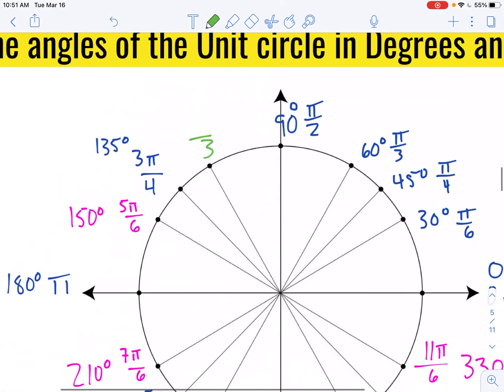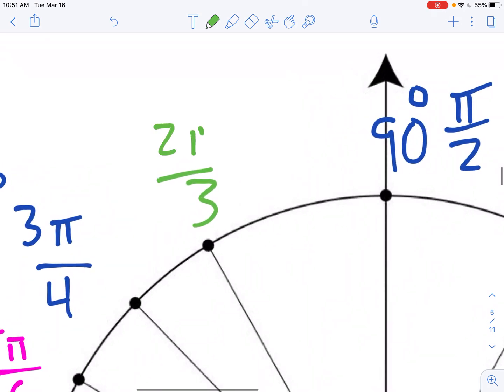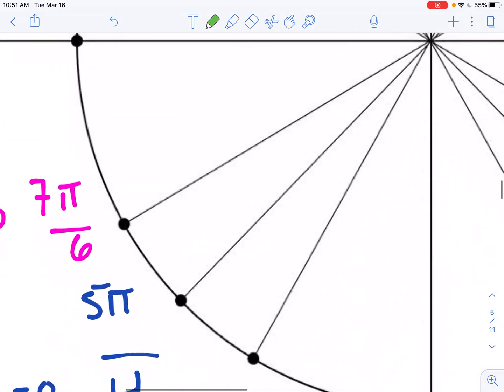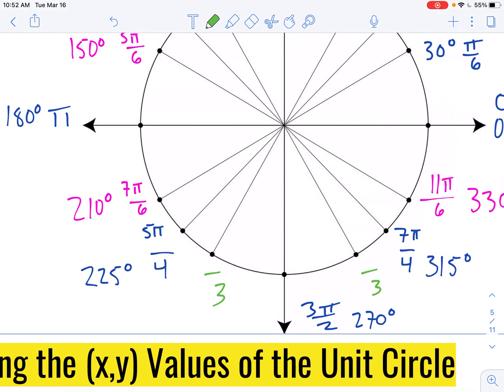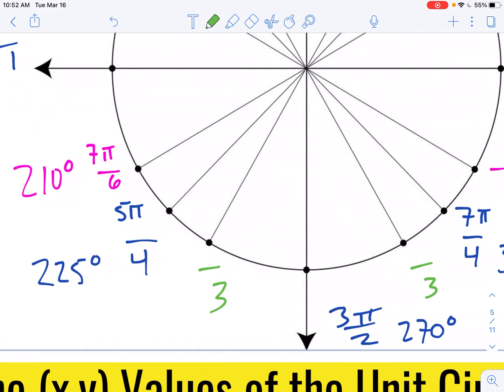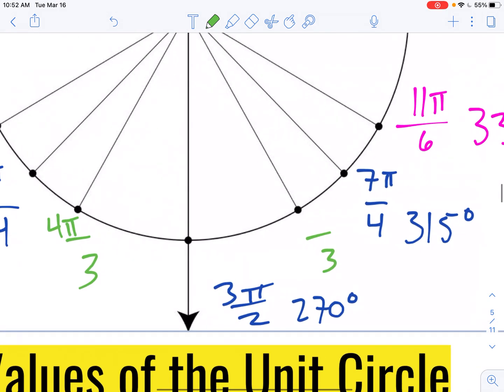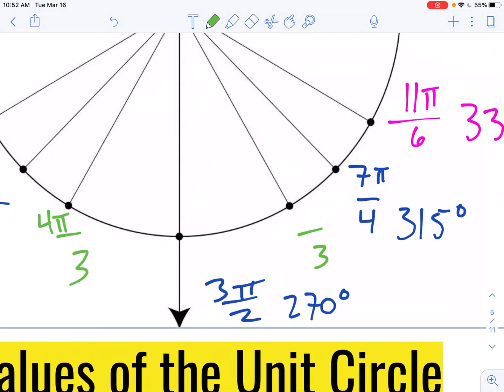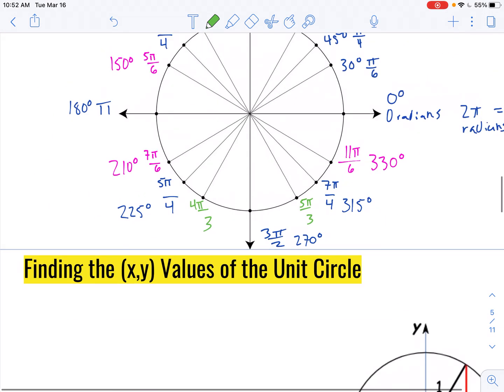Then I start thinking about it. This is going to be another pi over 3 added to the last pi over 3, so this is 2 pi over 3. Just like down here, 180 is 3 pi over 3, so I'm adding another pi over 3 to this. This is 4 pi over 3. And then this one over here is going to be another pi over 3 added to that 4 pi over 3, so this is 5 pi over 3.